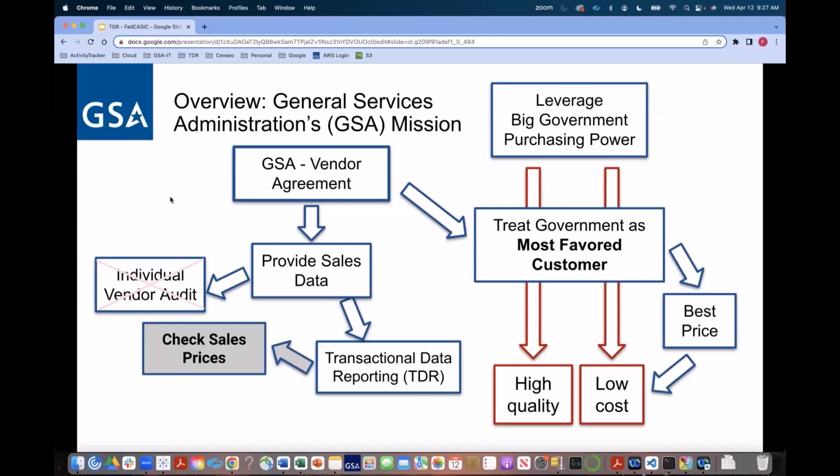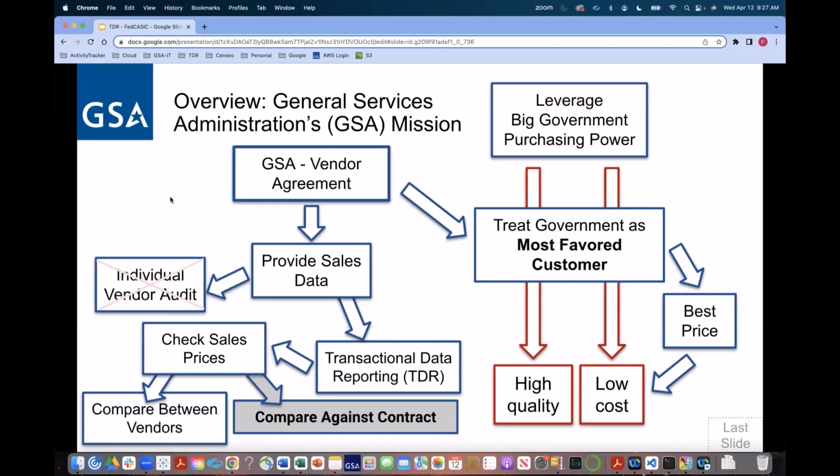Nine times out of 10, the contractor has that already. They might dispose of it after some time, but at least when they sell the product or the service to the government, they would have that transactional data. So they have it anyway, they give it to us. And then on the government side, we can do price analysis. We can check the price and determine whether or not they're treating us as a most favored customer. We can do vendor analysis, and we can do contract analysis because we now have that large amount of data.